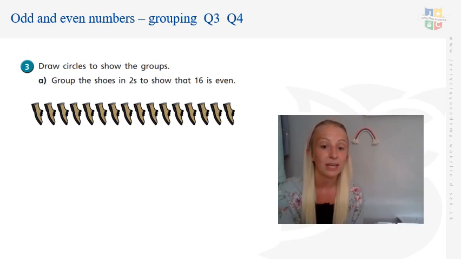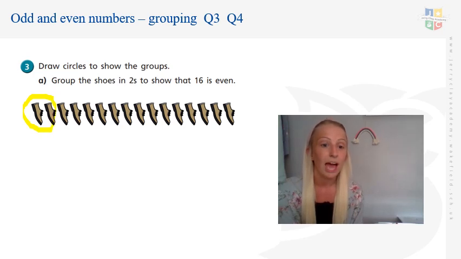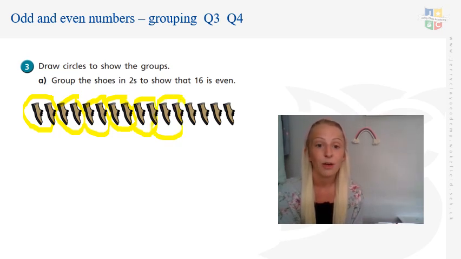So all I can do is get my pencil and put them into groups of 2. So I've got one group of 2 and I'm going to keep on going until all the shoes are into pairs to show that it is a multiple of 2. If it is, they'll all be into pairs. If it's an odd number, I will have one shoe left.